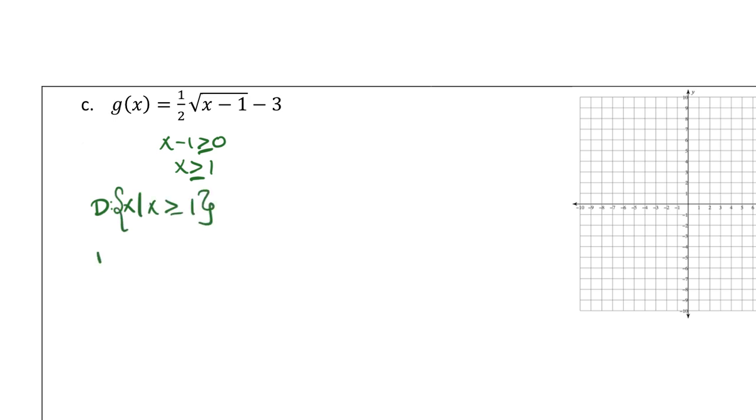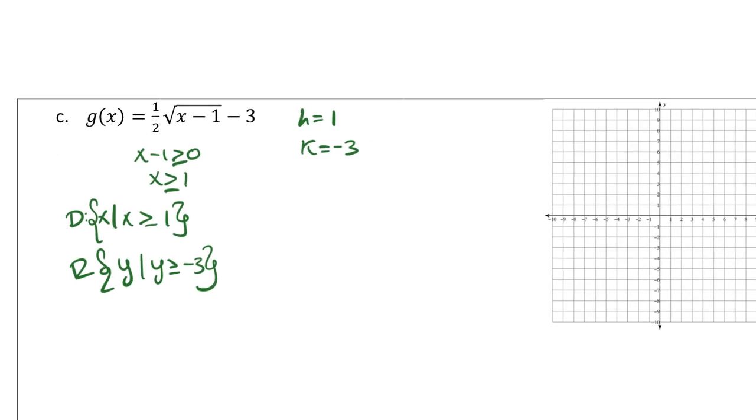And then my range, again here, h is positive 1, k is negative 3. So my range is even, a is positive. So that means that this is going to be y, where y is greater than or equal to negative 3. So let's mark that point 1, negative 3.